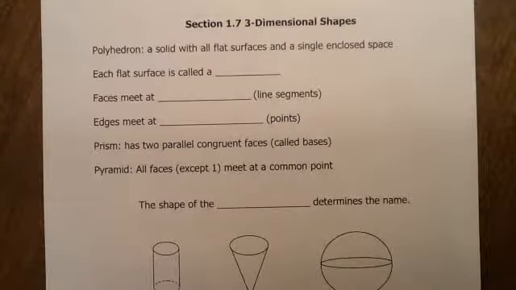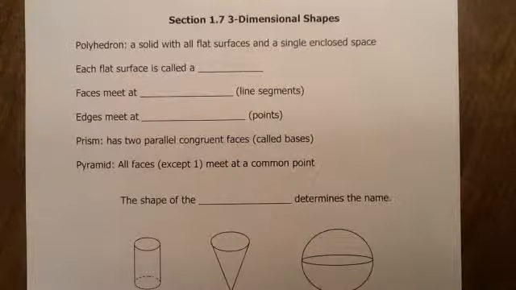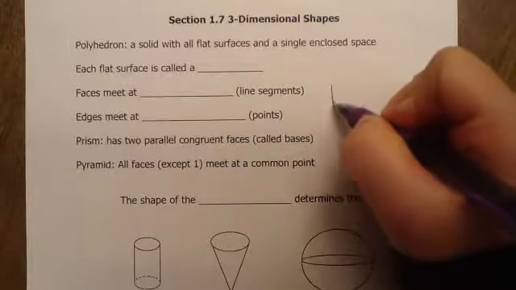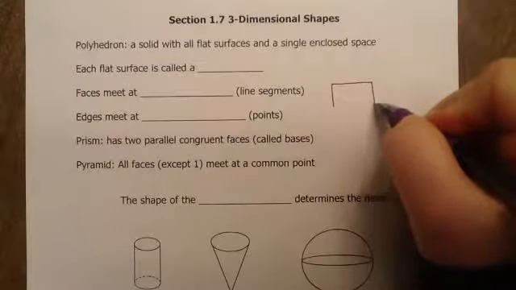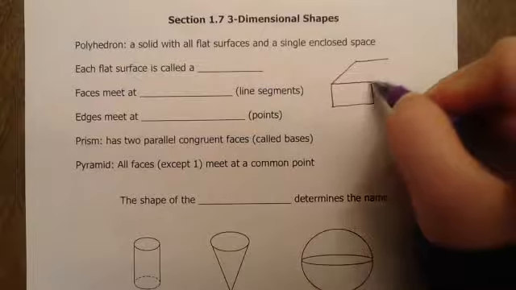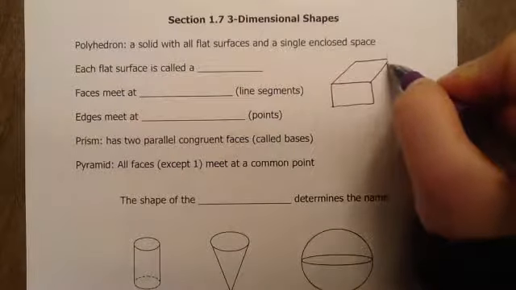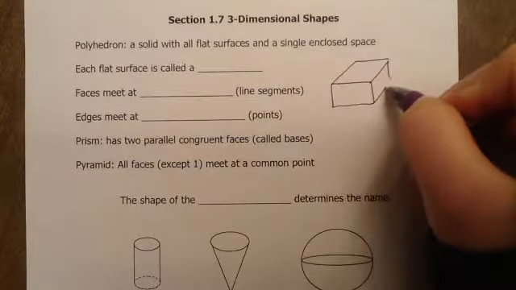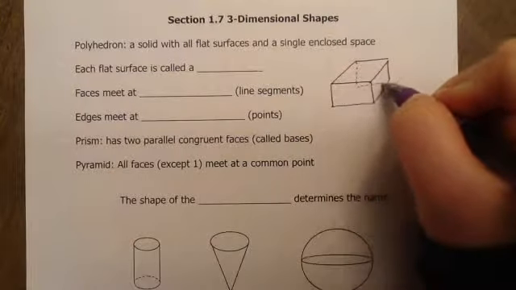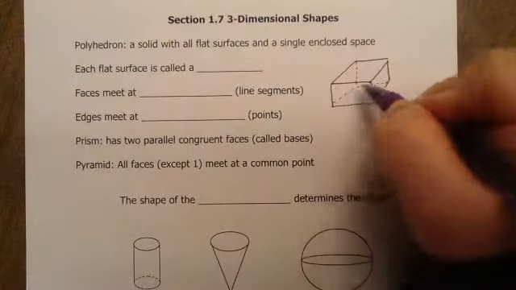Mathematicians, we are now going to talk about three-dimensional shapes. A polyhedron is a solid with all flat surfaces and a single enclosed space. For example, a cube or a box is a type of polyhedron. All flat surfaces and an enclosed space.